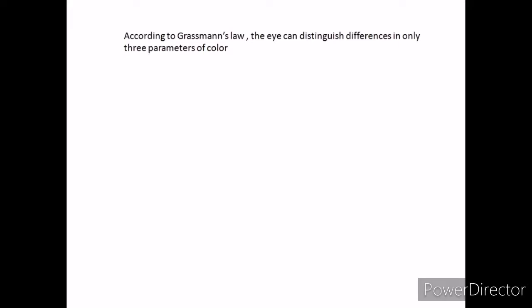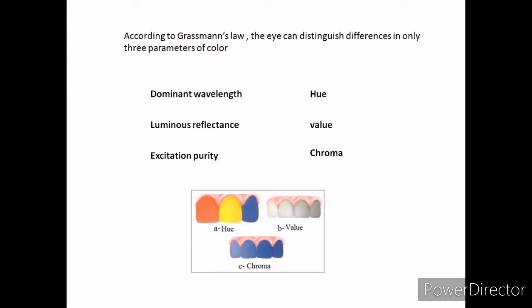Now, according to Grassmann, our eye can distinguish differences in only 3 parameters of color. What are those 3 parameters? Dominant wavelength, luminous reflectance, and excitation purity. Let me explain what these are. Dominant wavelength is called hue, which is nothing but the basic color of an object. Luminous reflectance is value, that is, the lightness or darkness of an object. Excitation purity is the degree of saturation of a particular hue.